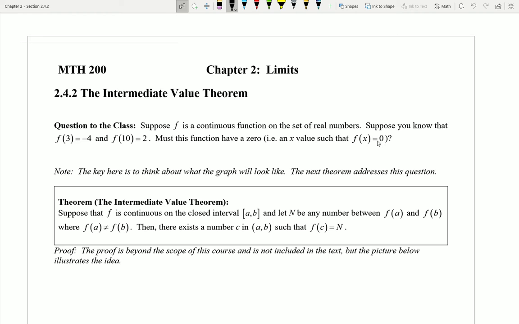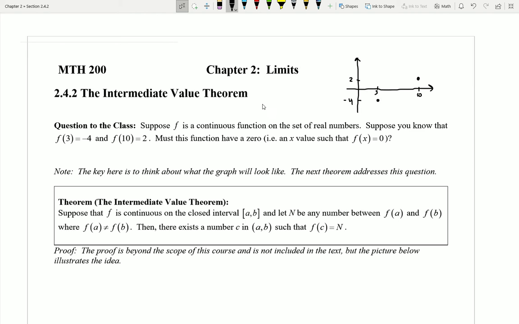If you kind of think about it, we'd be dealing with a scenario something like the following. I know that when I plug in the value of 3, I get back the value of, say, -4. 3, -4. And when I plug in the value of 10, I get back the value of 2. So maybe this is the picture. Does there have to be a spot on here where this function has to hit the y value of 0? Well, the key is to really think about what the graph of this question would look like, which is why I started to sketch this picture.